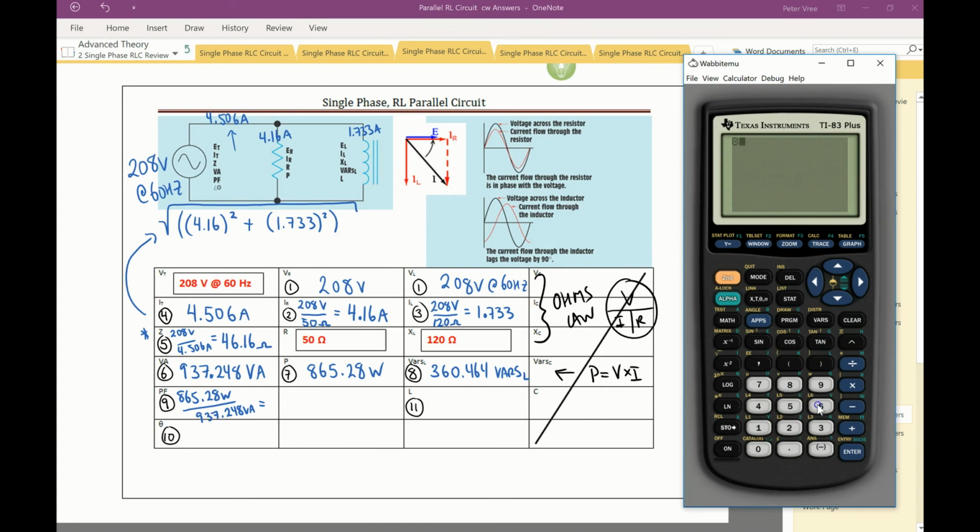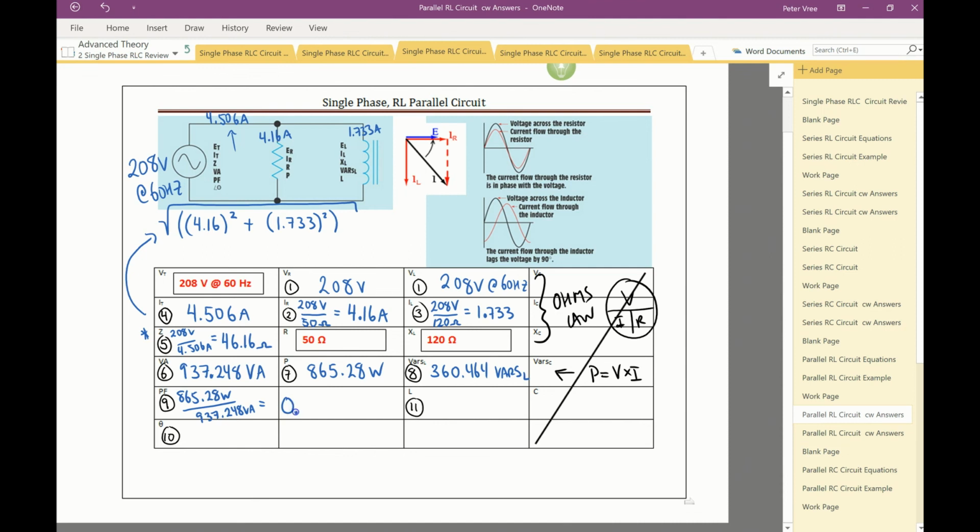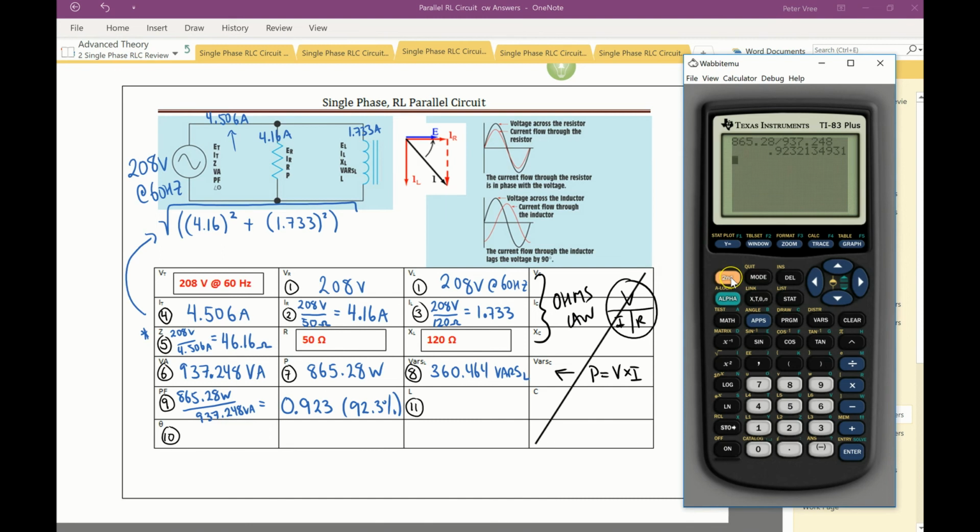So what do we got? 865.28 divided by 937.248. And that gives us 92.3. So on the calculator we had 0.923, right? Which is 92.3% efficient. And then if we do the inverse cos of that, let's see, second function cos, and then I'm going to do 0.923. You may do the inverse cos of the answer on your calculator.